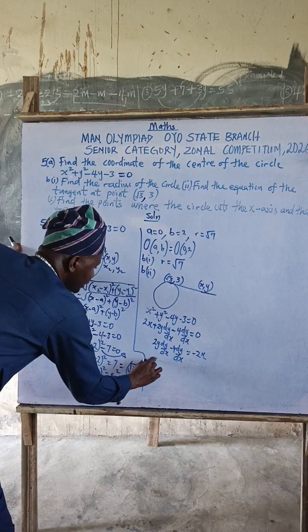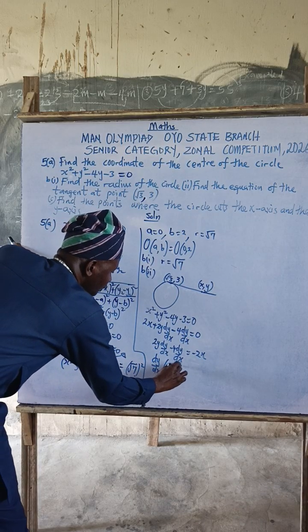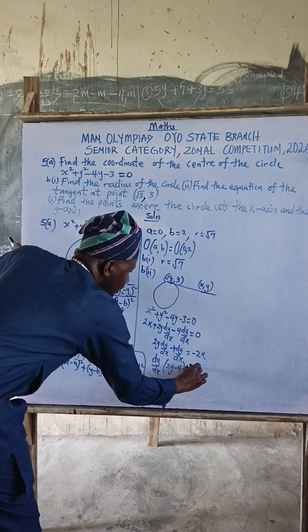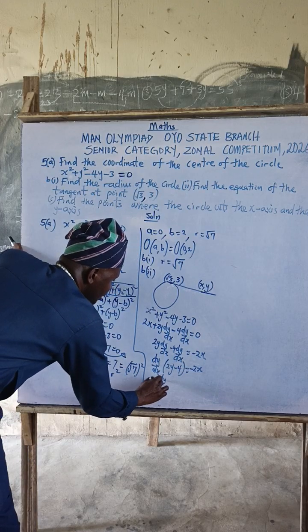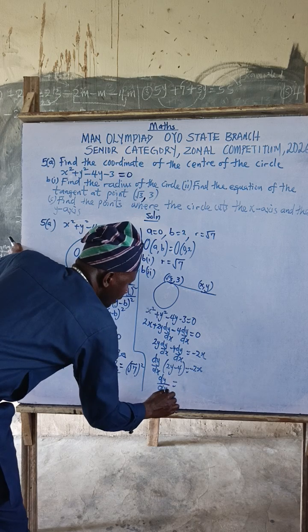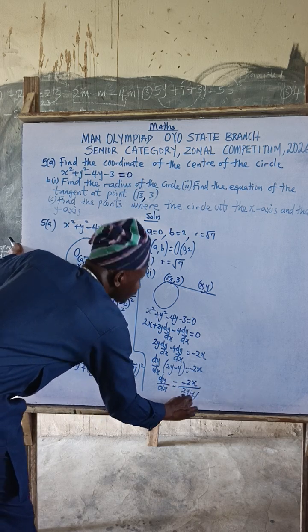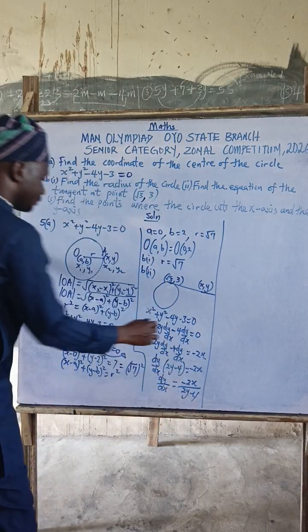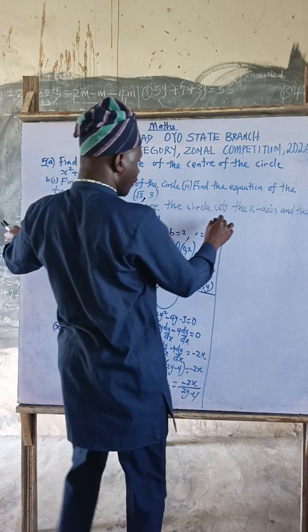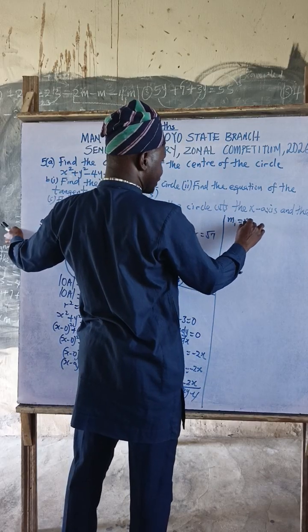When dy/dx is factorized out, you have dy/dx times (2y minus 4) equals minus 2x, which implies dy/dx equals minus 2x divided by 2y minus 4, dividing both sides of the equation by 2y minus 4. Now we obtain the gradient. Therefore, m1 of the circle equals m2 of the tangent.